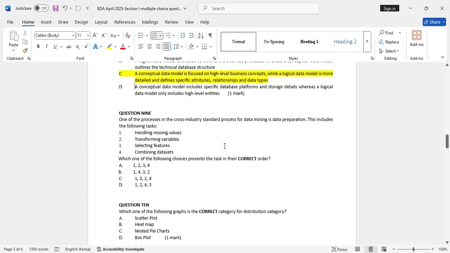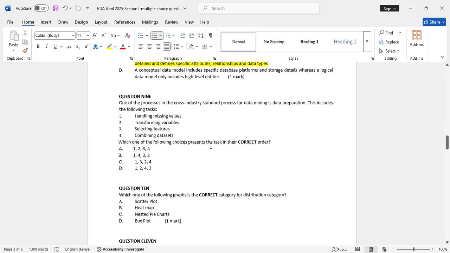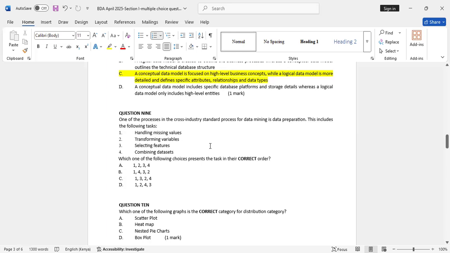So we go to question 9. One of the processes in the cross-industry standard process for data mining is data preparation. This includes the following tasks. Yeah, so you are told the tasks under data preparation. 1, handling missing values. 2, transforming variables. 3, selecting features. 4, combining data sets. Which one of the following choices represents the tasks in their correct order?